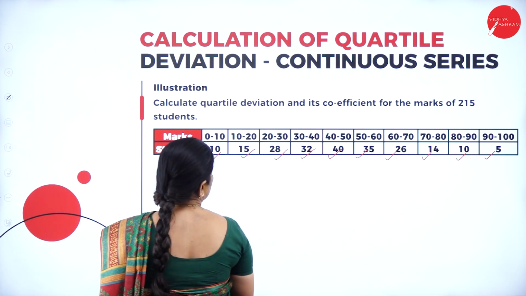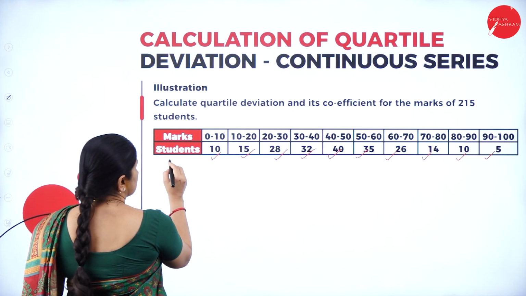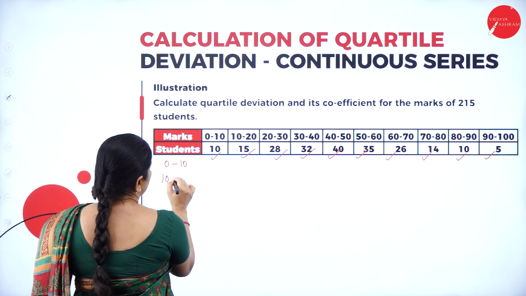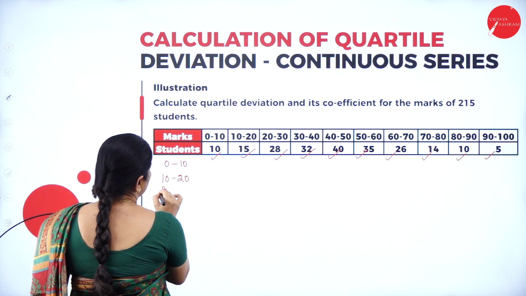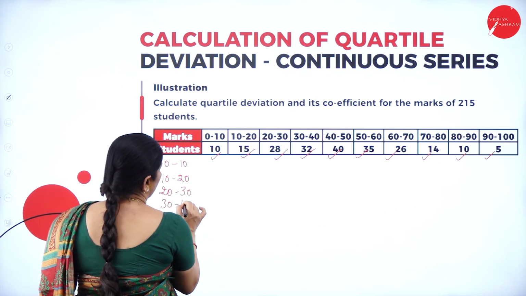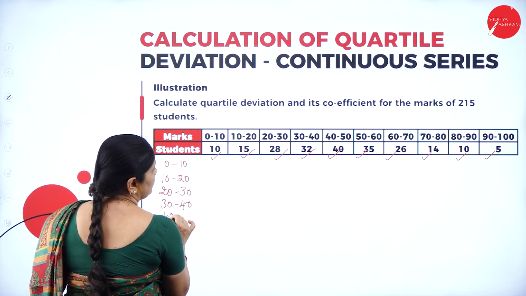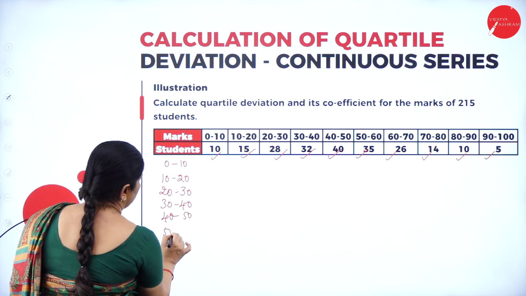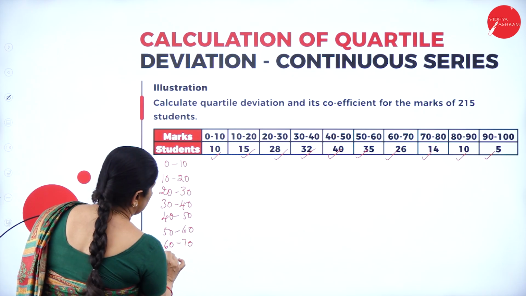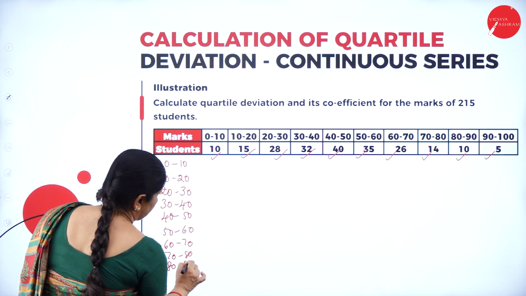So the marks of the students are given. I write it in the vertical form: 0 to 10, 10 to 20, 20 to 30, 30 to 40, 40 to 50, 50 to 60, 60 to 70, 70 to 80, 80 to 90, 90 to 100.